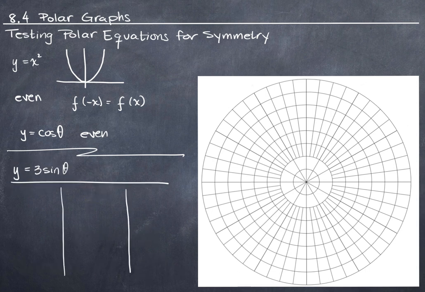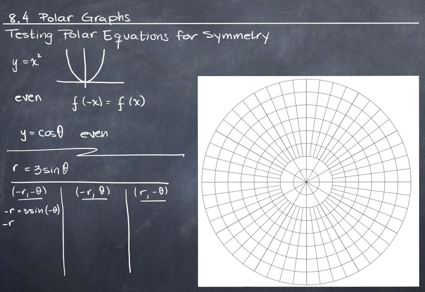I'm going to try replacing, oh, that should be an r, not a y. I'm going to try replacing r and theta first with negative r comma negative theta, then with negative r comma positive theta, then with positive r but negative theta. I'm going to look and see what happens in each case. In the first case, I'm going to replace r with negative r and theta with negative theta.